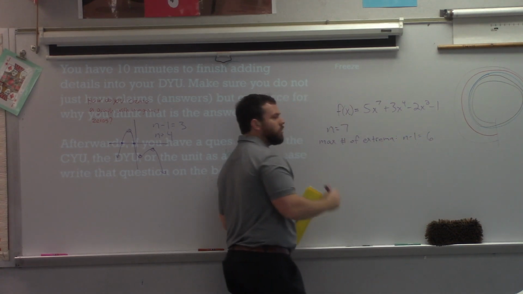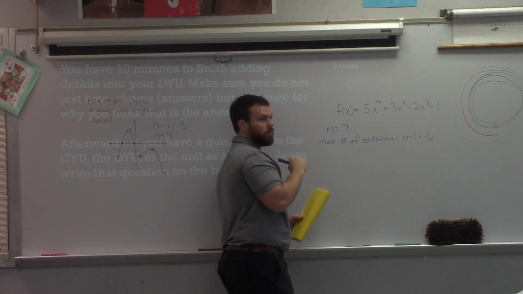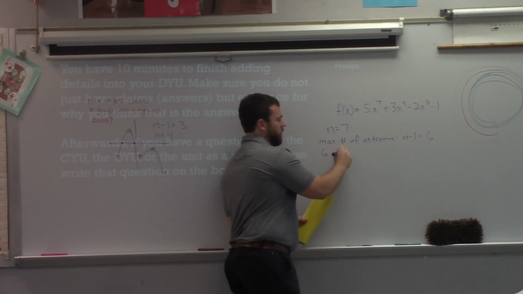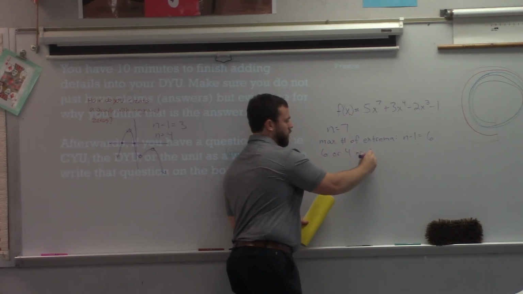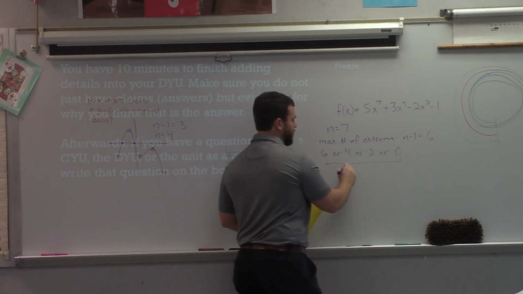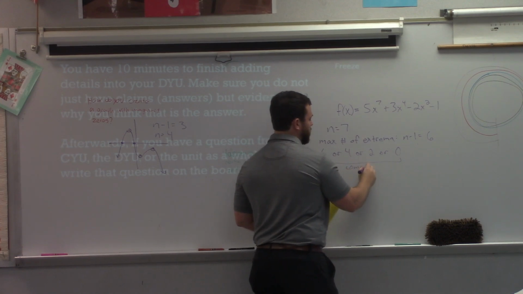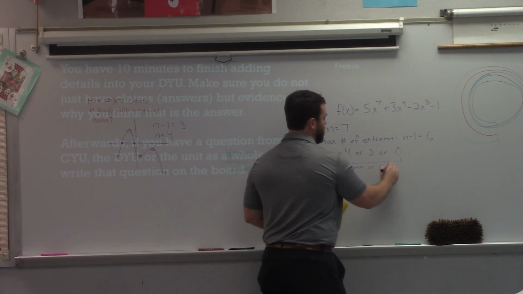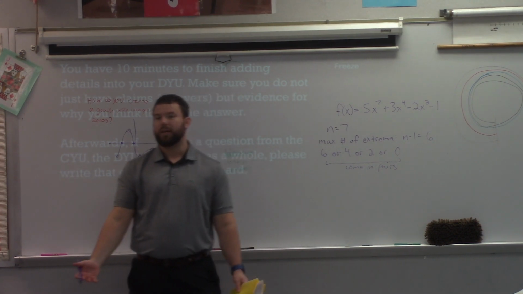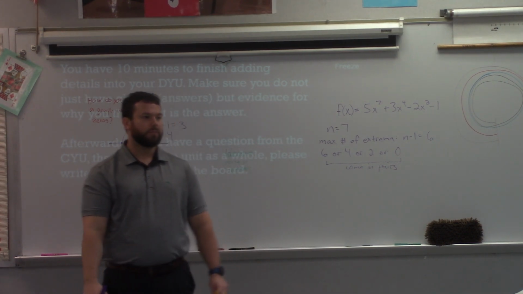But what do we know about extrema? They come in pairs. So it could be 6 or 4 or 0. Right? They come in pairs. There's my max, and they come in pairs. If you can identify your degree, you can identify how many extrema it could have.